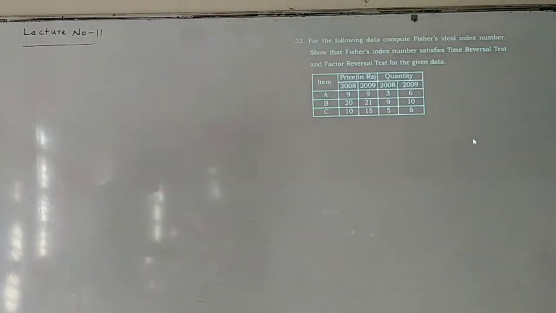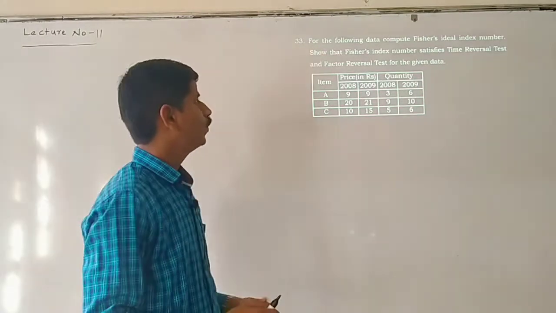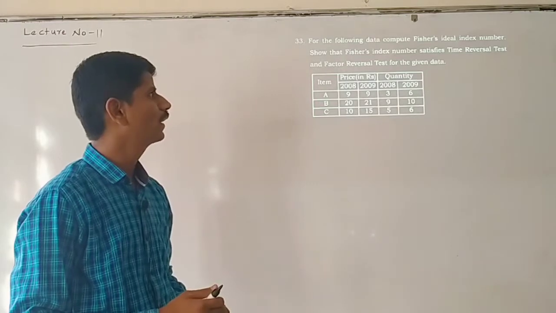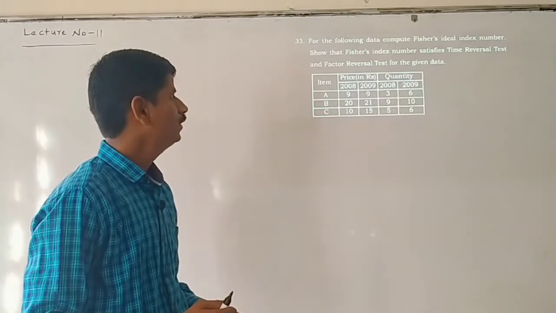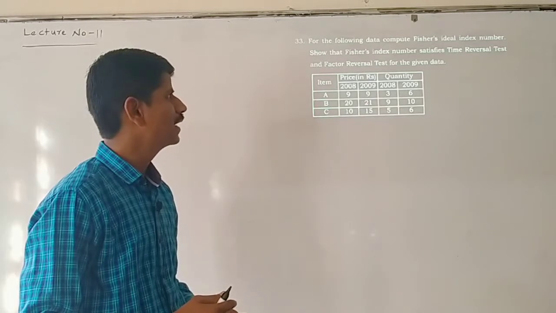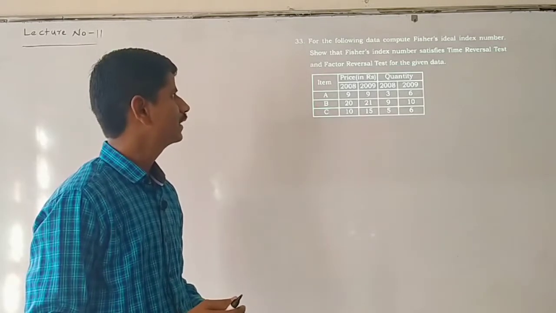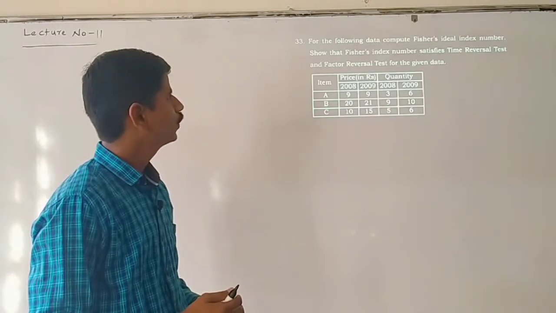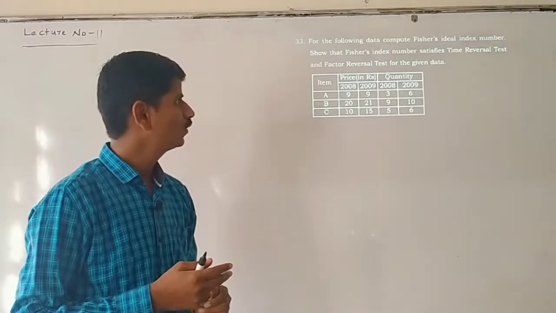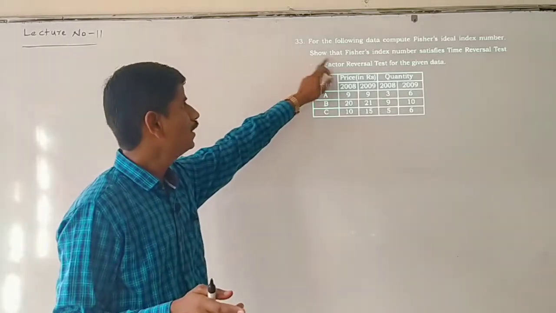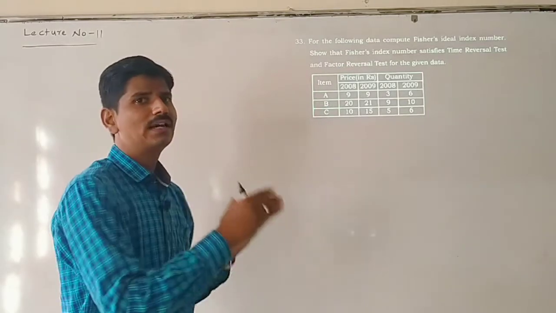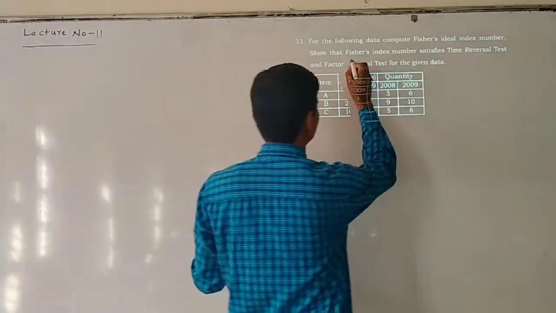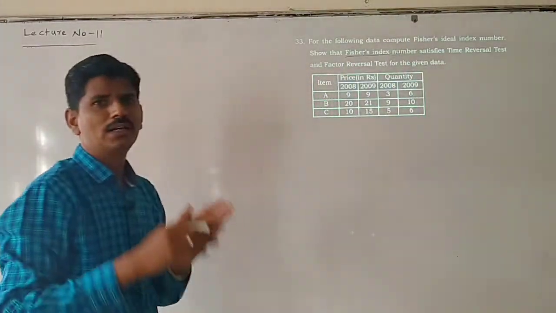Problem number 33. For the following data, calculate Fisher's ideal index number. Show that Fisher's index number satisfies the time reversal test and factor reversal test for the given data. First you have to find Fisher's ideal index number, and hence show that Fisher's index number satisfies both the TRT and FRT. Which index number satisfies both the TRT and FRT? The answer is Fisher's index number.